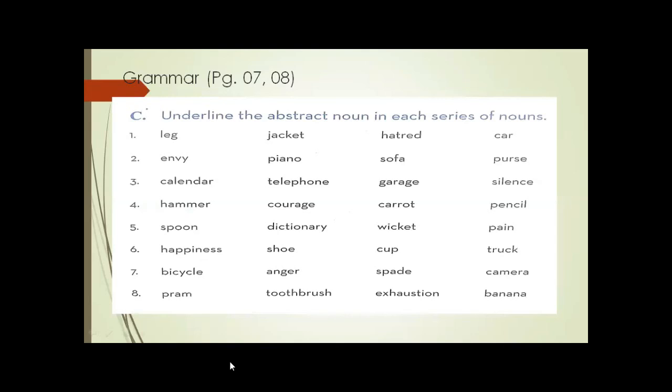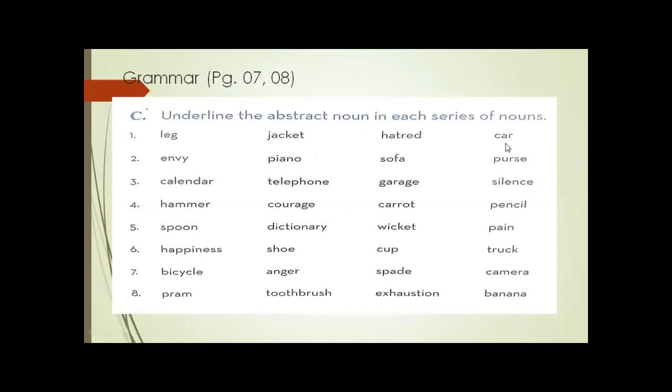So these are all nouns. There are 8 series and there are 4 words with the nouns, but you have to just underline the abstract noun. For example, leg, you have your legs so you can touch them. Jacket, you wear a jacket, you touch it. Hatred, that is related to hate. So hatred is not touchable, you can't touch it. So that's called an abstract noun.